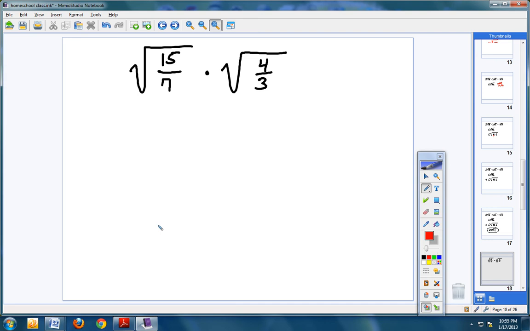Now let's multiply some fractions. That's not too big of a deal. We should know what to do. I mean, we know how to multiply 15 over 7 times 4 over 3. If you do that correctly, 15 times 4 is 60. 7 times 3 is 21.